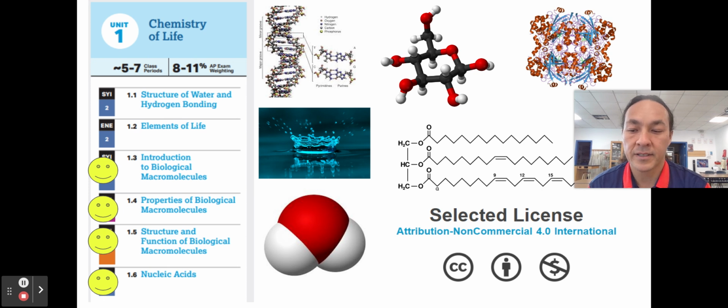This video will cover topics 1.3 to 1.6, which deals with biological macromolecules. That would be carbs, lipids, proteins, and nucleic acids, right? And they form the basis for life, which is why it's called the Chemistry of Life.